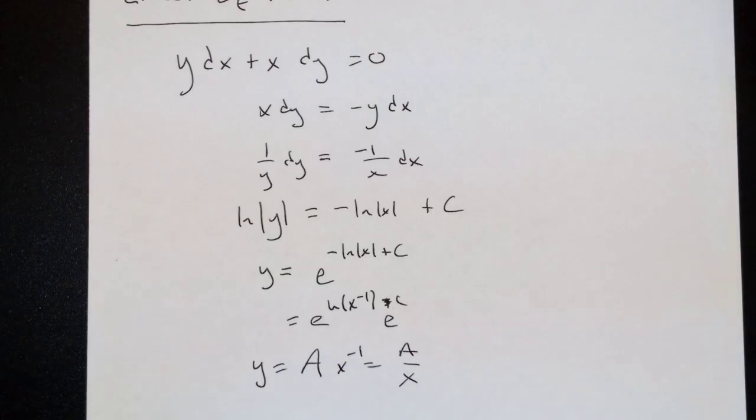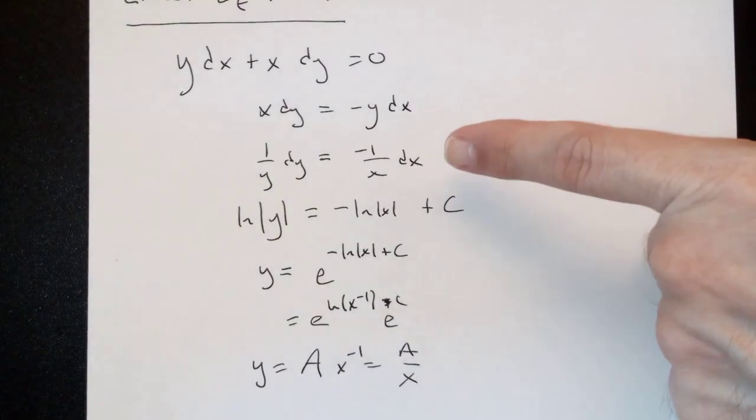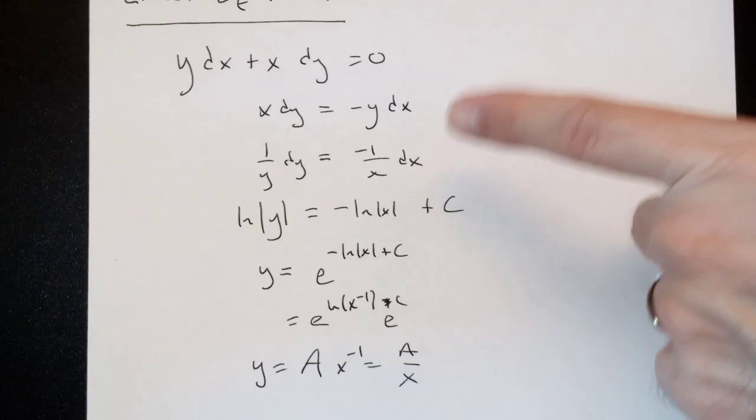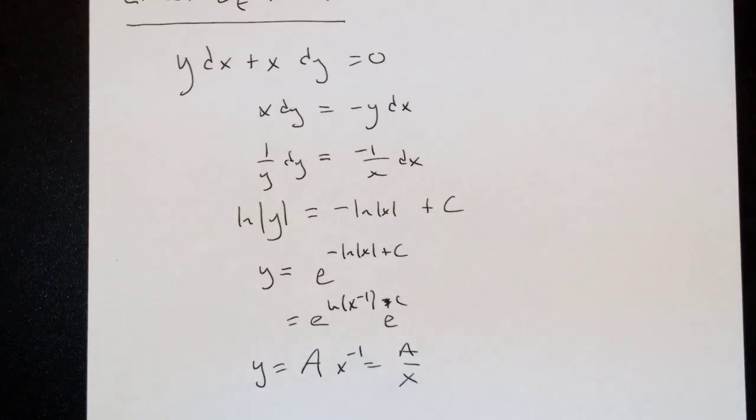Please notice, it works when x is less than 0, works when x is bigger than 0, doesn't work at 0. 0 is a singular point because we divided. So the absolute value part went away because I can have different answers when x is negative versus x being positive, depending on my initial condition.